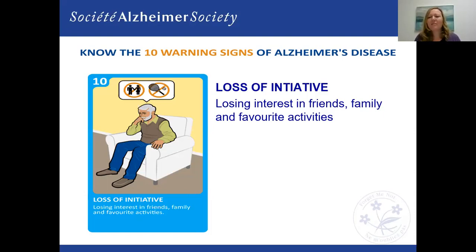So this is somebody that maybe was very active, playing euchre every week with their card group, and all of a sudden it's like pulling teeth to get them to go. They've just lost all that drive.